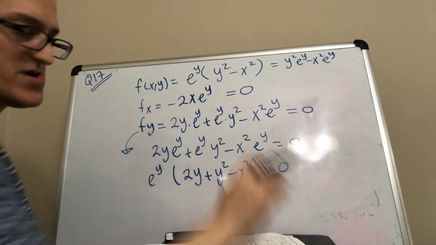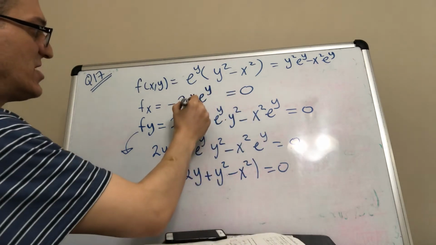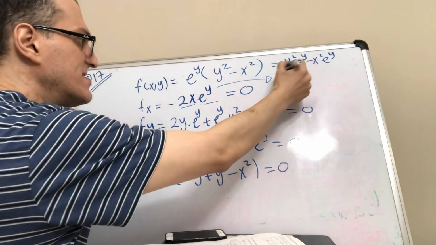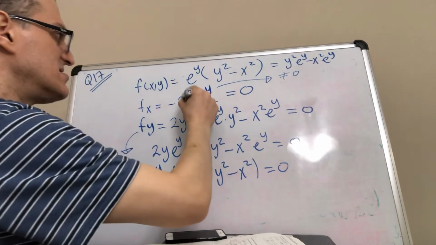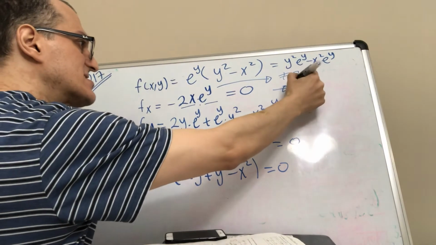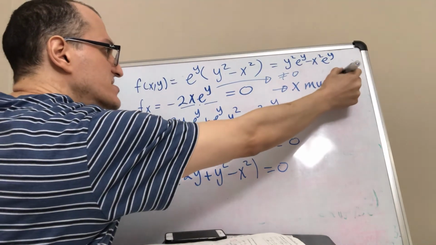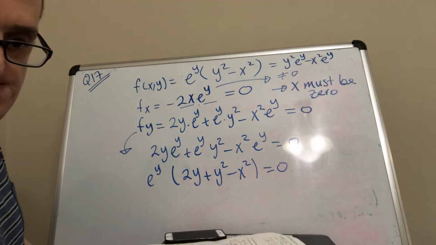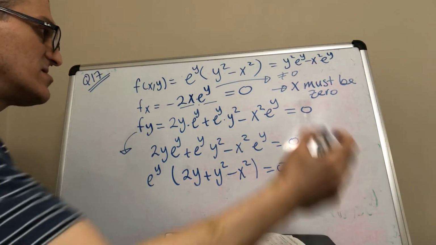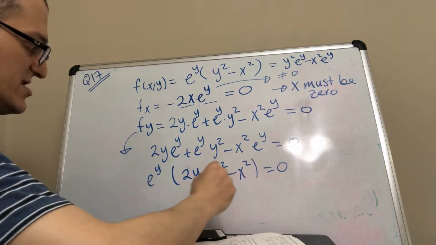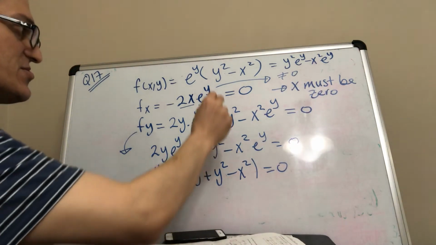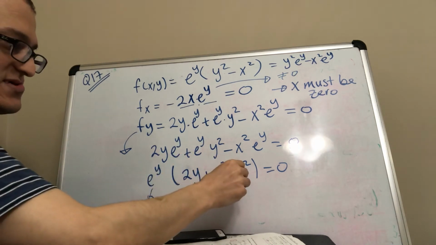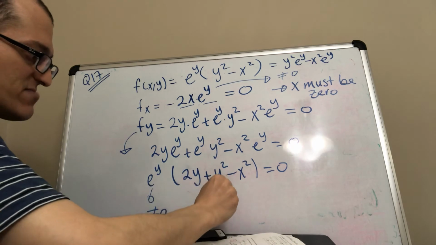Now, from the first one, you have minus 2x times e^y equals 0. E to the y can never be 0. That means from the first one, x must be 0. Now, we know x is 0. From here, again, e to the y can never be 0. We know x is 0, so now this whole thing must be 0.